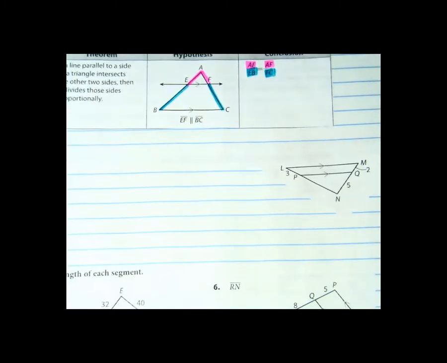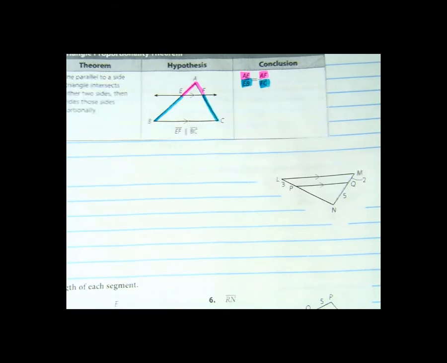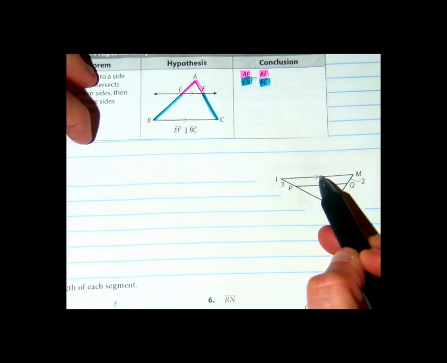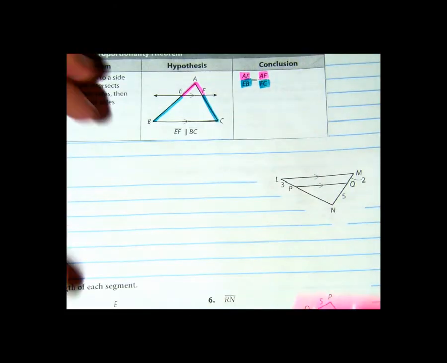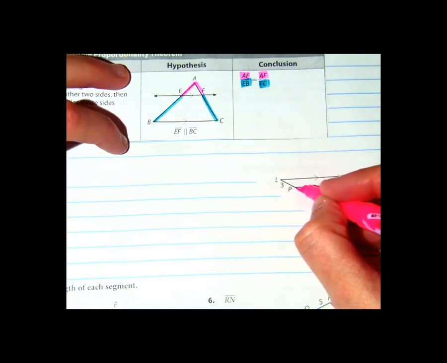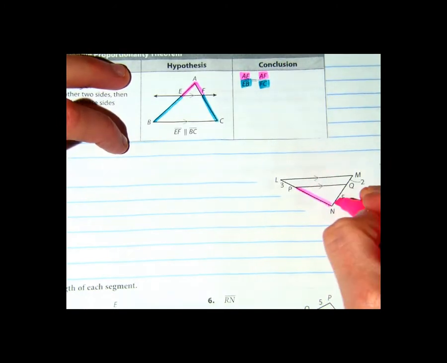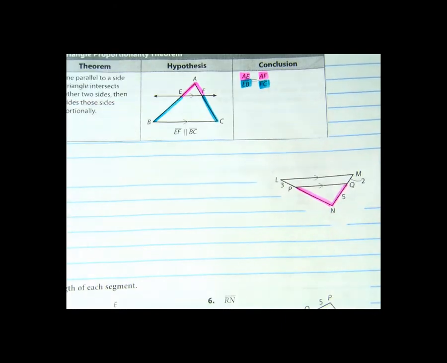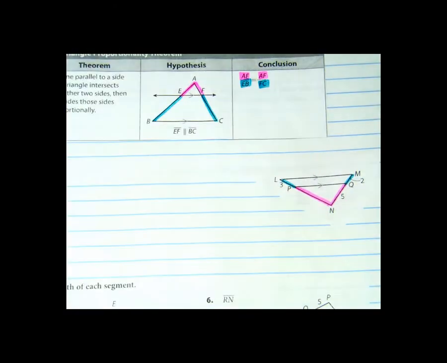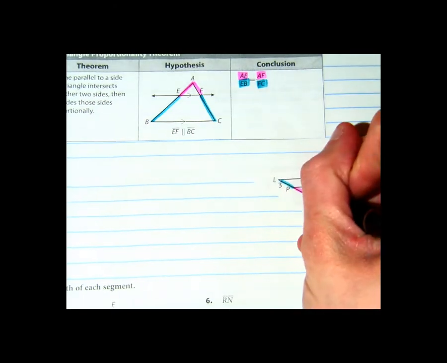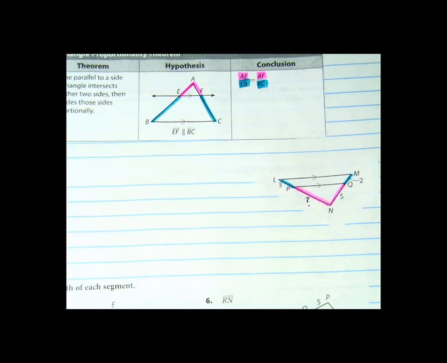Alright, letter B says we're going to find PN. It's important that we notice, are these parallel? Yes. Okay, so then we're going to highlight the exact same pieces that we had from up here. We have from the vertex to that parallel line, from the vertex to that parallel line, and then we have these other pieces here. And since they're parallel, they should be in proportion to each other. And we are looking for PN, which is right there. How are we going to set up a proportion to find that?